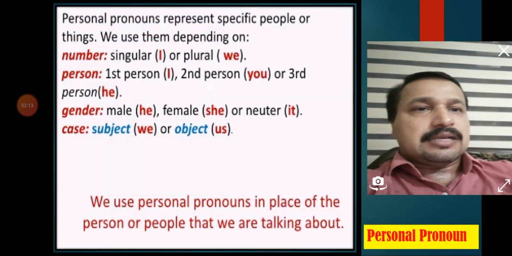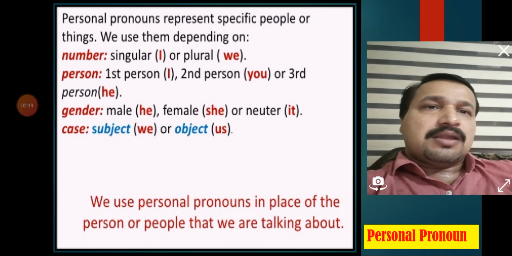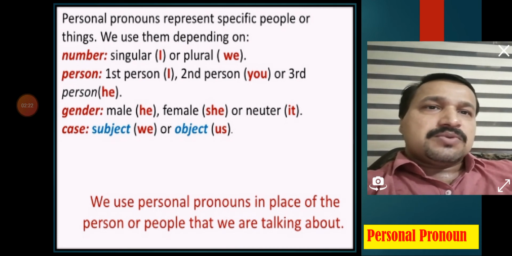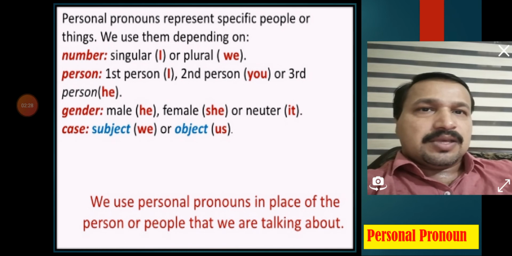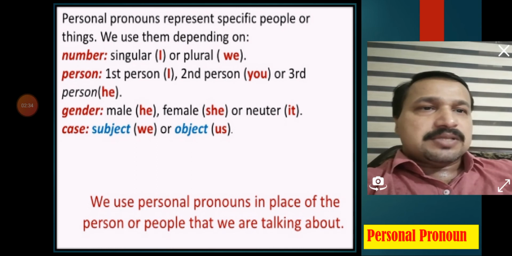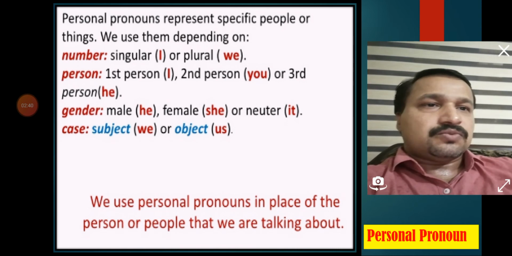Let's see the kinds. First one is personal pronoun. Personal pronouns represent specific people or things. We use them depending on the number, person, gender and case. Number means it can be either singular or plural. Person can be first person, second person or third person. Personal pronouns are categorized into 3 persons.